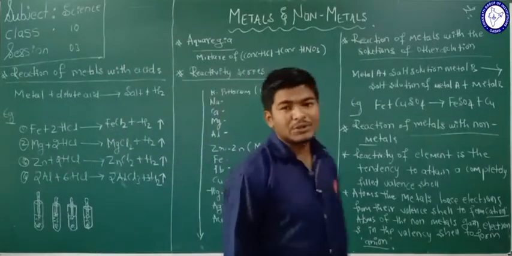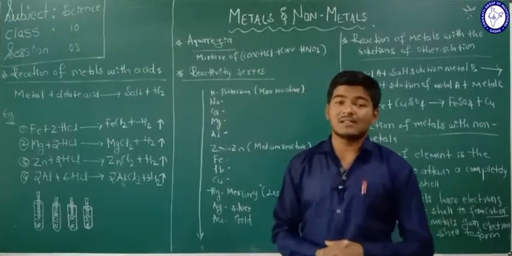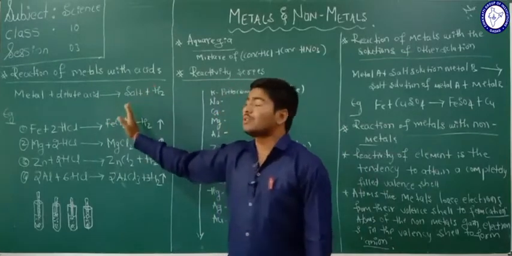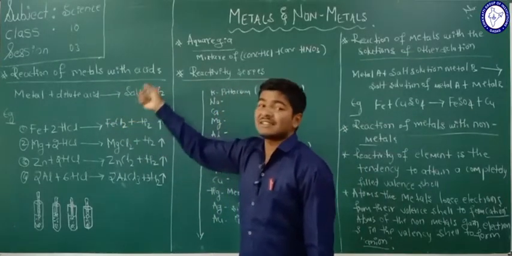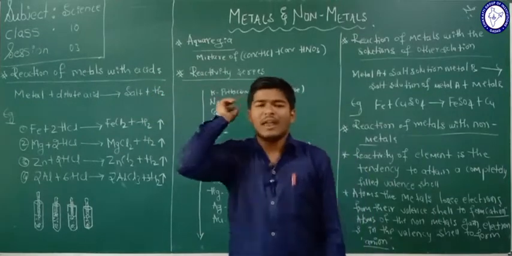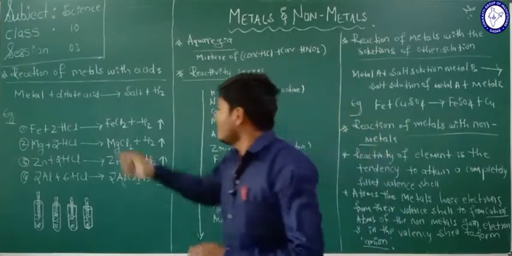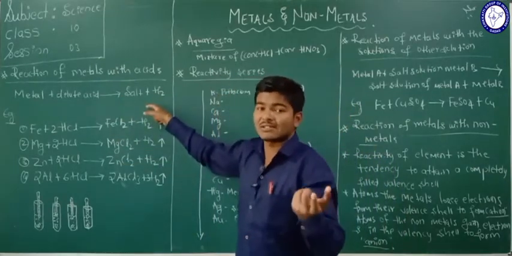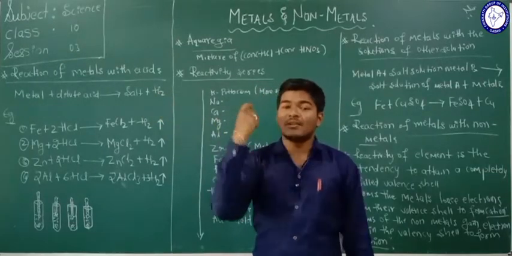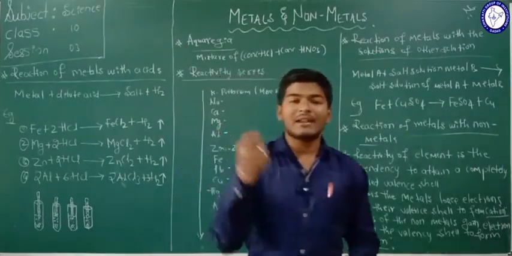So now I am going to start the session with the reaction of metals with the acids, how the metals react with the acids. See here, when any metal reacts with the acid, it produces its metallic salt, releasing hydrogen gas. Any metal that reacts with the acid releases the hydrogen gas. So I am telling one activity here.